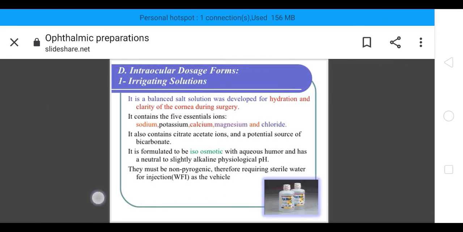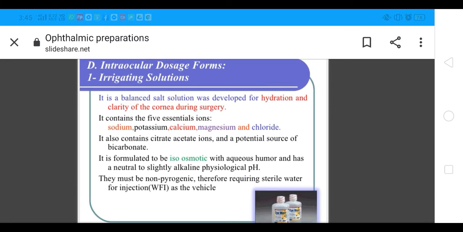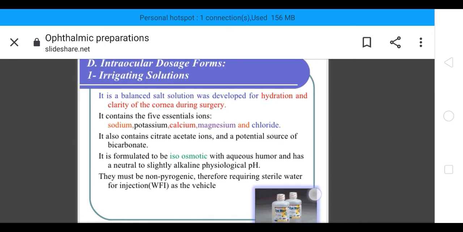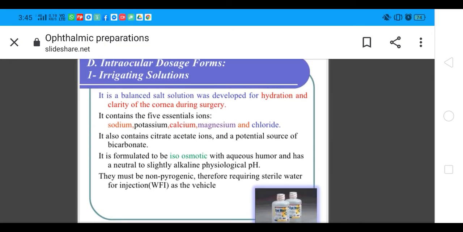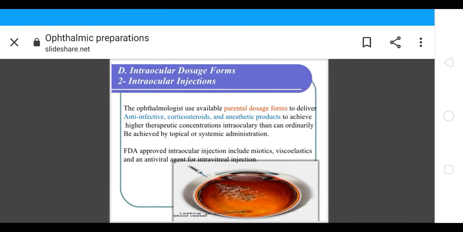So intraocular dosage forms include, first, irrigating solutions, which contain various essential ions: potassium, sodium, calcium, magnesium, and chloride, and are formulated to be isosmotic with aqueous humor and must be non-pyrogenic, similar to injections.